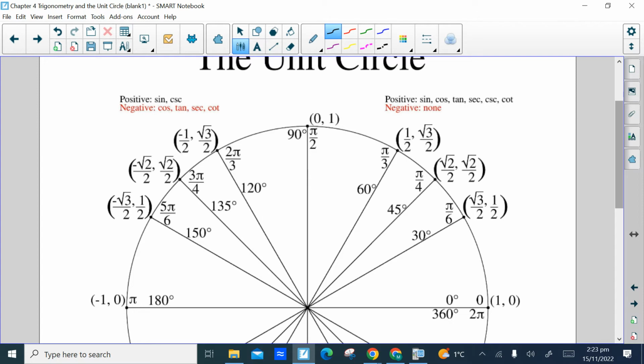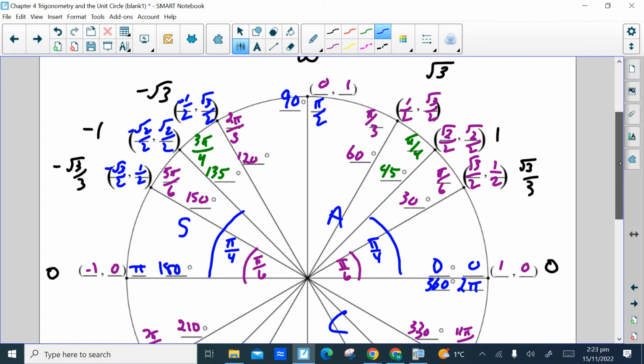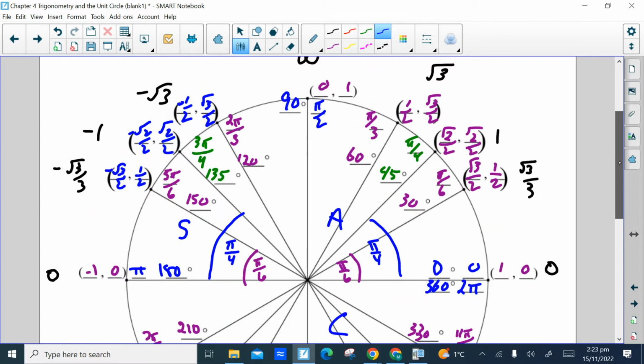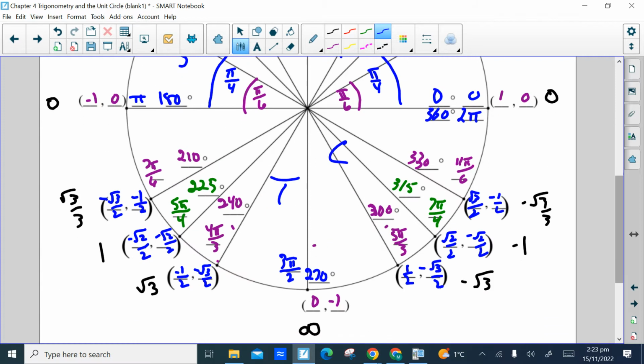Also, if we go back, and actually we can do it on this one or on the previous one, this also verifies our CAST rule. Remember, the CAST rule tells you which ratios are positive in which quadrants. The first quadrant is A. They're all positive. Sine, cosine, tan are all positive. The second quadrant is the S quadrant. Sine is positive, but cosine, tan are negative. In the third quadrant, that's the T quadrant. Tangent is positive, but sine and cos are both negative. And in the fourth quadrant, that's the C quadrant because the cosine is positive, but the others are negative. Okay.